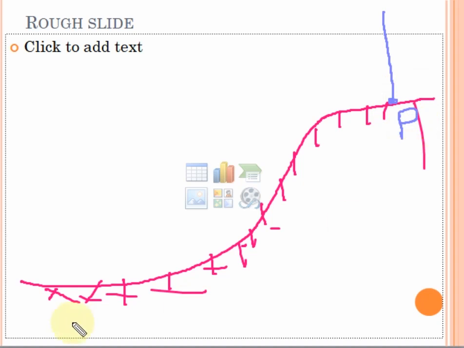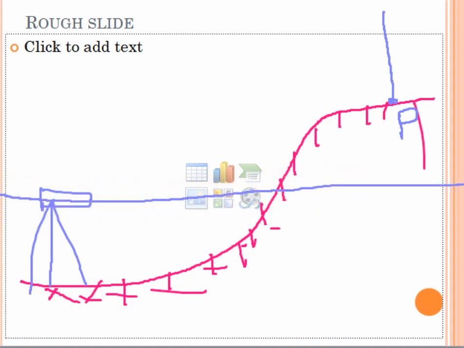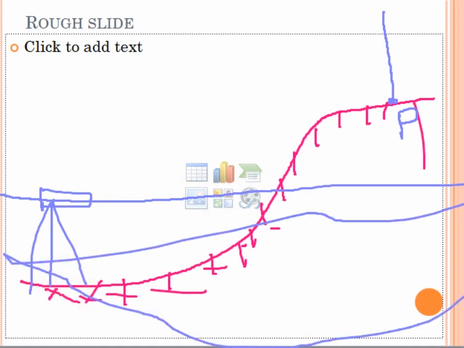Our ultimate aim is, first you have to keep your instrument here. Put the instrument here, and directly this is the horizontal line of sight. This is the horizontal line of sight, that is nothing but the height of the instrument.